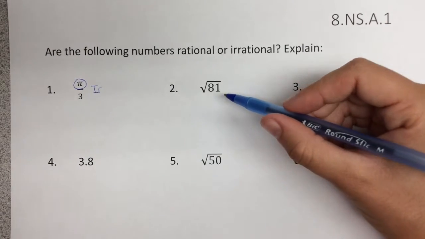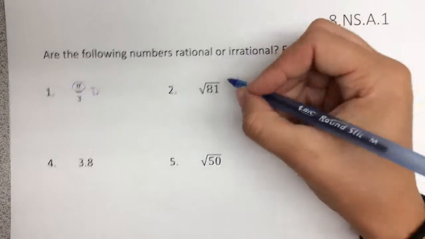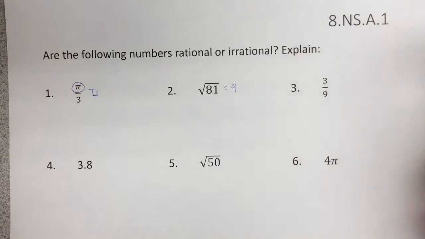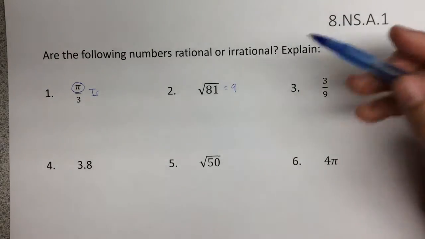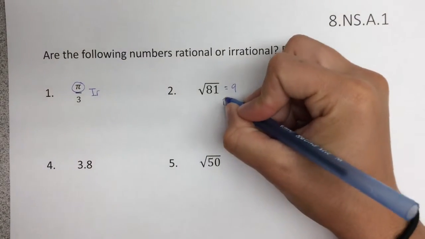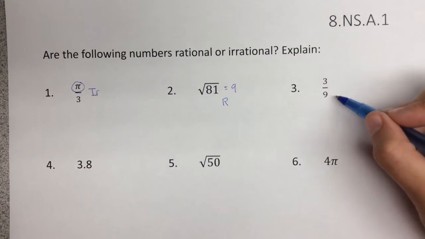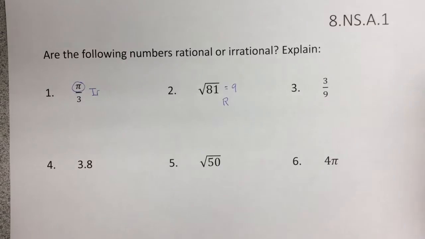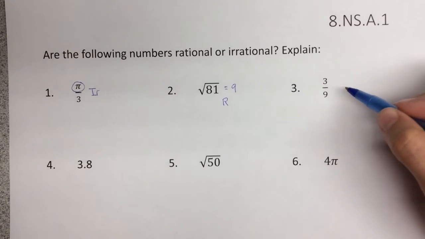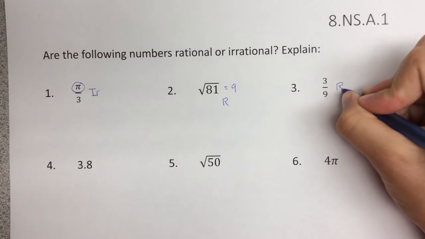For number 2, we have the square root of 81. This can actually be simplified as 9, because we know 9 times 9 equals 81. Since 9 is just a whole number, this is an example of a rational number. For number 3, we have the fraction 3/9. This is a simple ratio, 3 over 9, and by definition, this is a rational number.